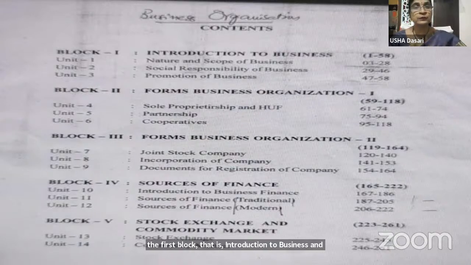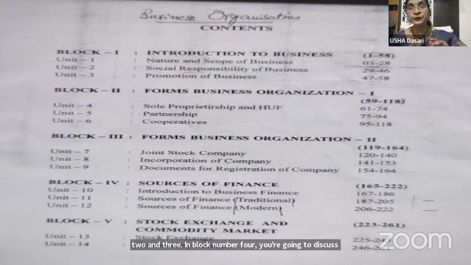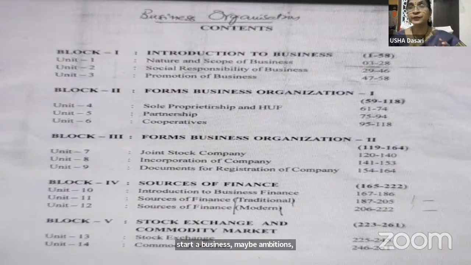In block number 2, we are going to discuss the combination of the 2 words, that is the forms of different business organization. That is in part 1 and part 2, which will be discussed in blocks number 2 and 3. In block number 4, you are going to discuss how to procure finance if you want to start a business. Everyone will be having different ambitions.